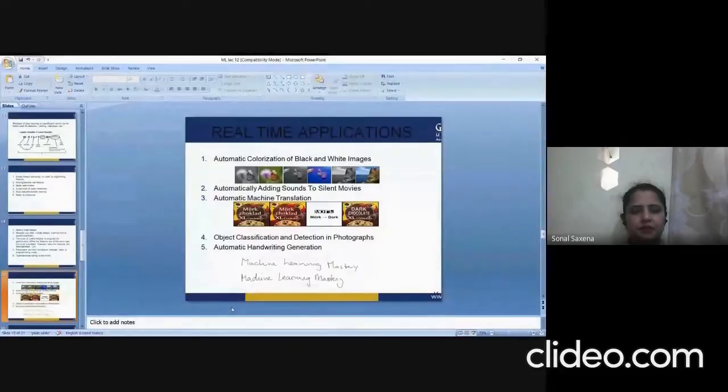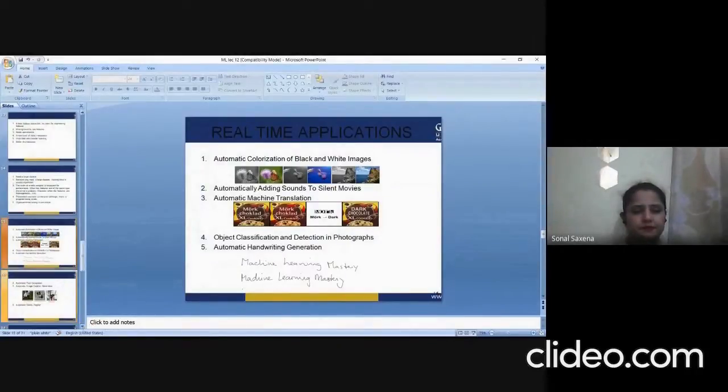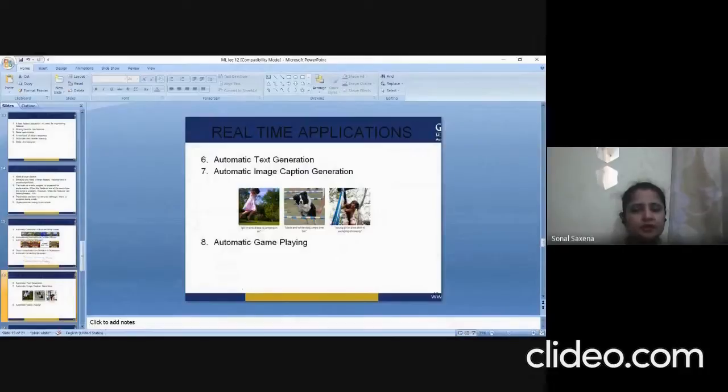Then automatic handwriting recognition. We have seen one example of it, that it can recognize with the help of training samples. It can understand what you have written. Then automatic text generation can be there. Automatic image caption generation. Image captions can be given automatically.